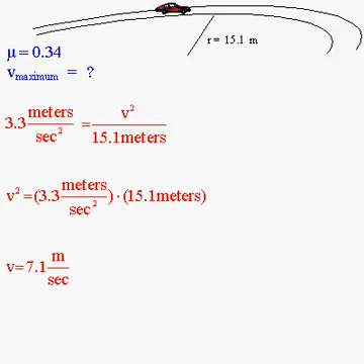So that means that any car, this car, any car, can take this curve with a maximum speed of 7.1 meters per second. Anything less than that is fine, but anything more than that will cause the car to skid off of the curve, because the centripetal force will not be great enough to hold it in circular motion.